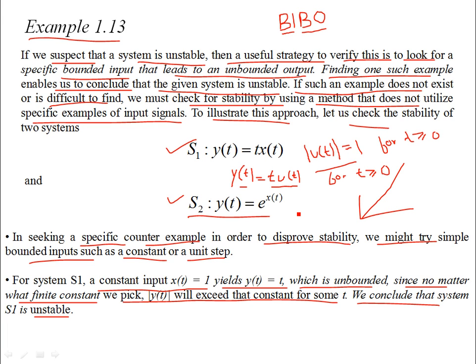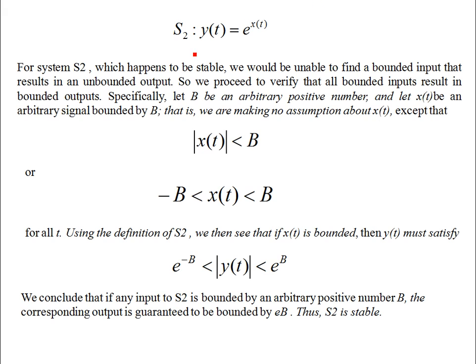It was a counterexample. You cannot use hundreds of examples to prove anything, but just one counterexample is sufficient to disprove. So for S1 we had sufficient evidence to prove it was unstable. But for S2, it's hard to find such an example. For system S2, which is in fact stable, we would be unable to find a bounded input that results in an unbounded output. So let's not go for that.